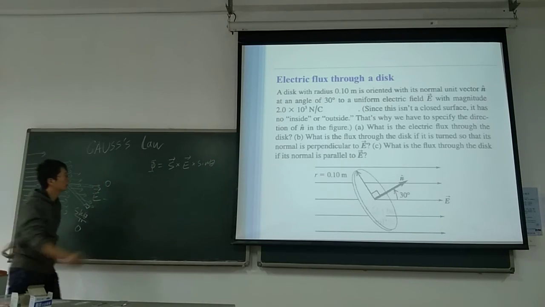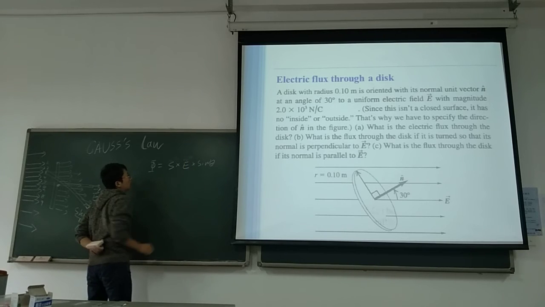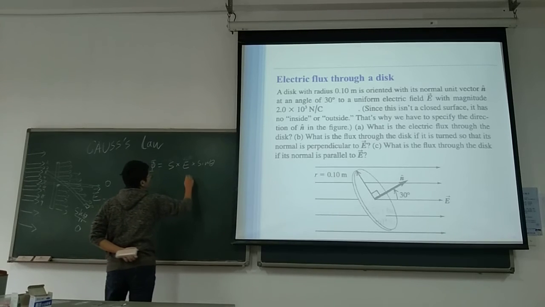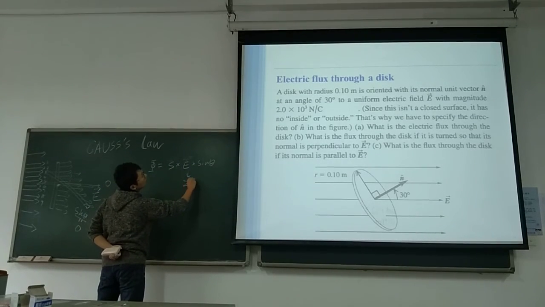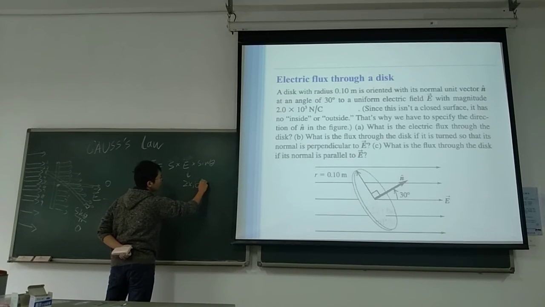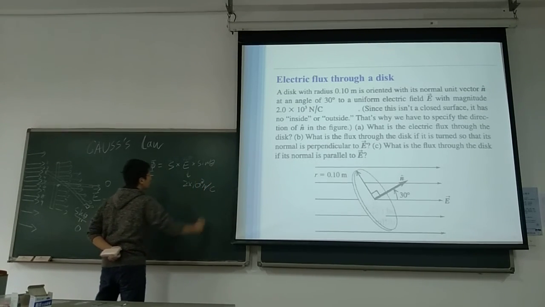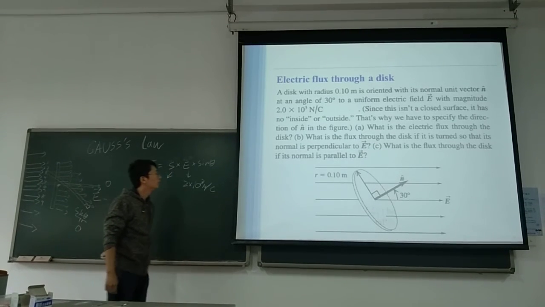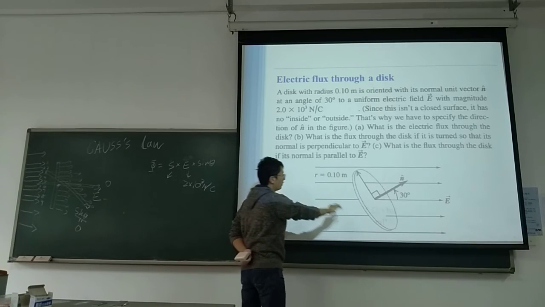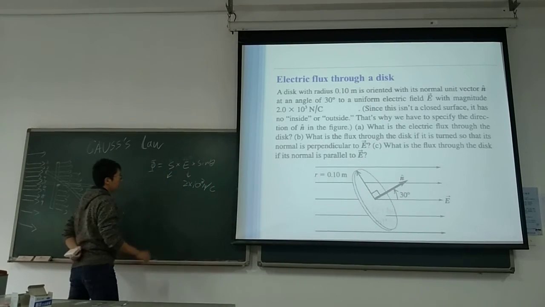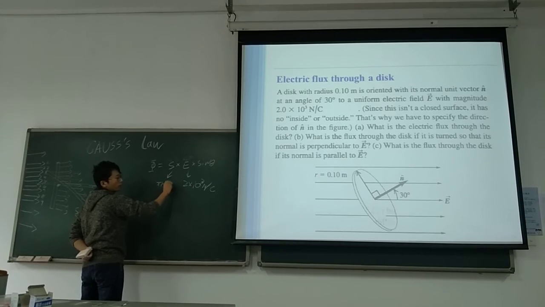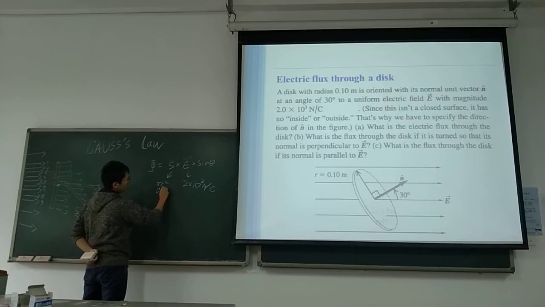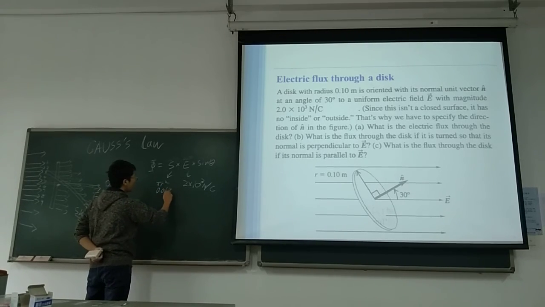No problem. And the electric field is known from the question. That is 2 times 10 to the third. How about the area of the disk? We have the radius. Pi r squared, right? Yes. And that is 0.01 pi.